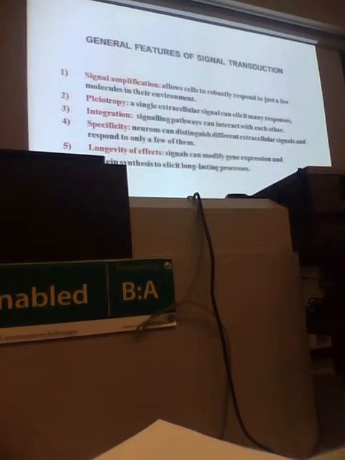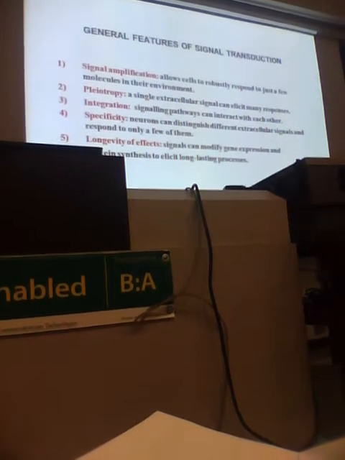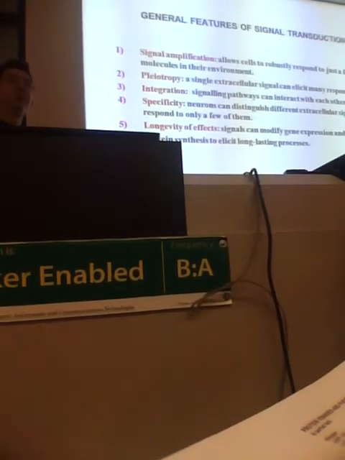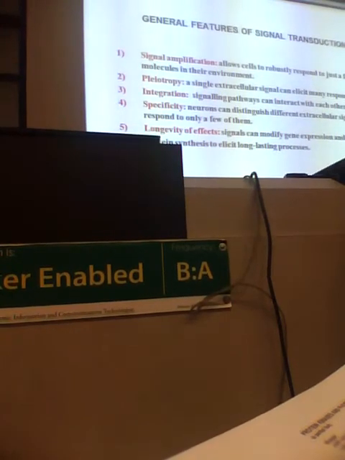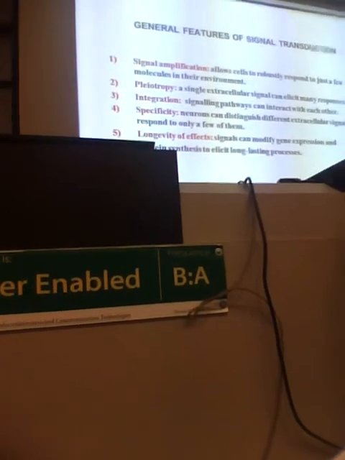So here are some general properties of signaling, the software, the operating system. 5 properties. I want you to know them. I won't go through them. It's all there in detail for you. A lot of them are sort of common sense.